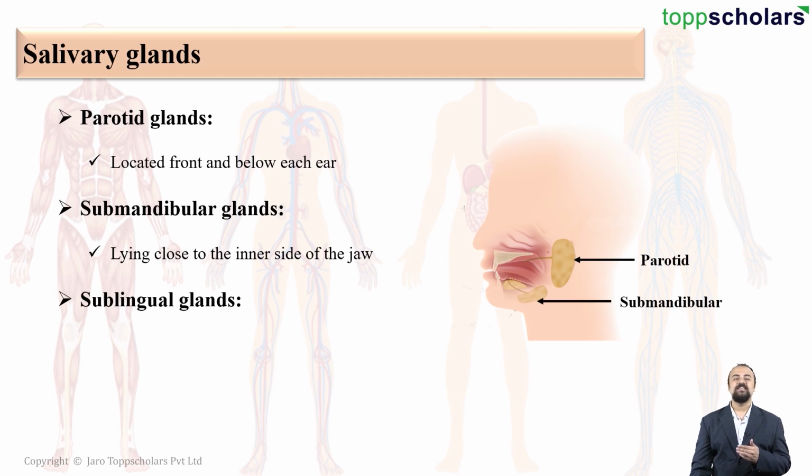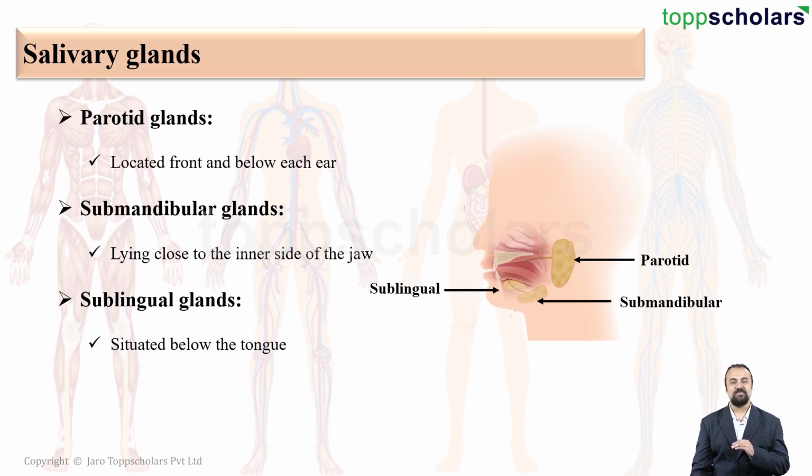Moving on students, the last pair of glands are known as the sublingual glands. Again look at this word, sub again stands for below and lingual here means tongue. So these are a pair of glands lying just below the tongue. Okay. All these three pairs of glands, they secrete saliva.